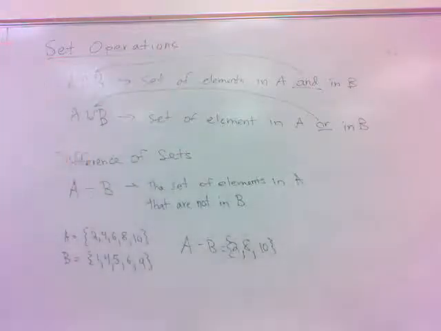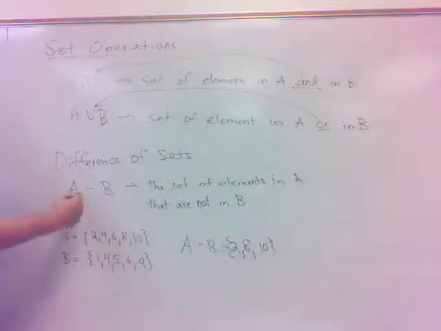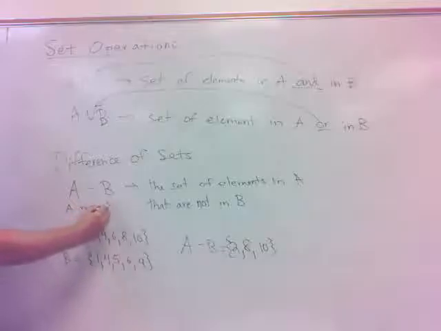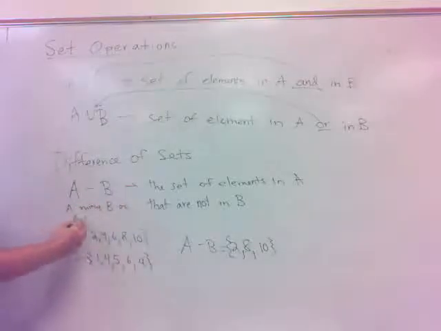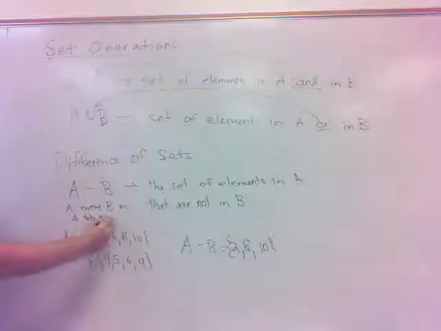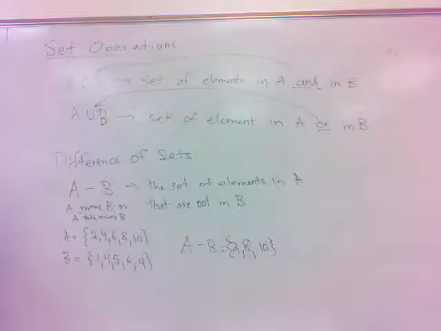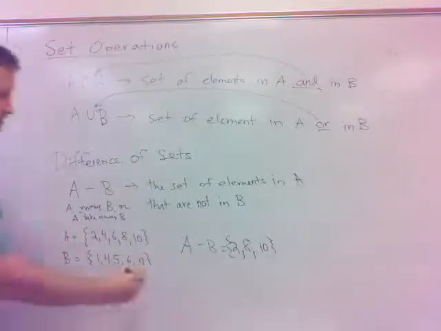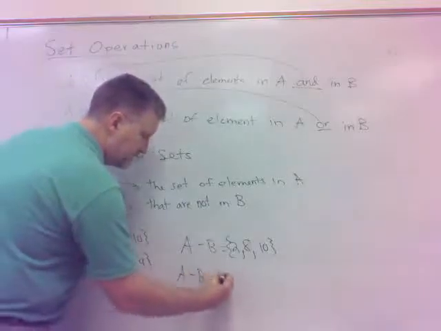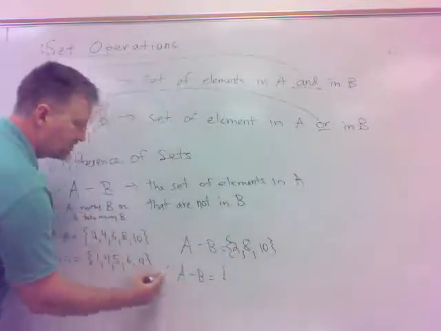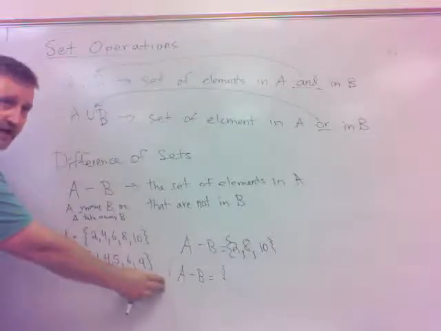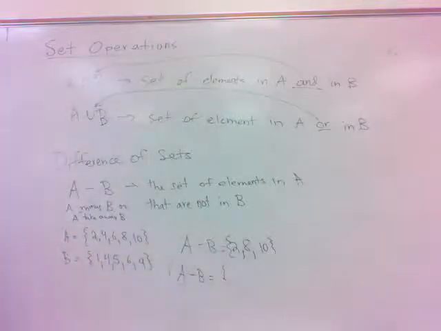Here's the way, in practice, I like to show you how to do it. We can read this A minus B. I like to think of it this way. It's A take away B. In other words, start with A and then take out elements that are in B. That's kind of how we do this. So let's redo this problem, A minus B. So this is the set I start with. I'm going to start with A and take away from it.